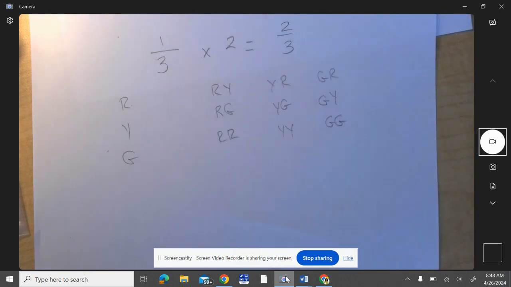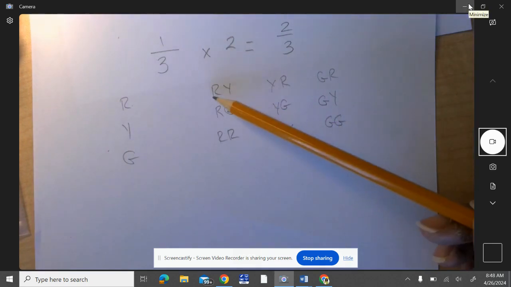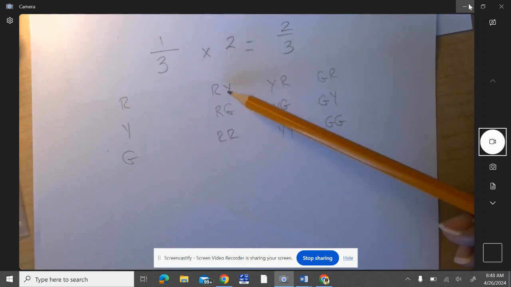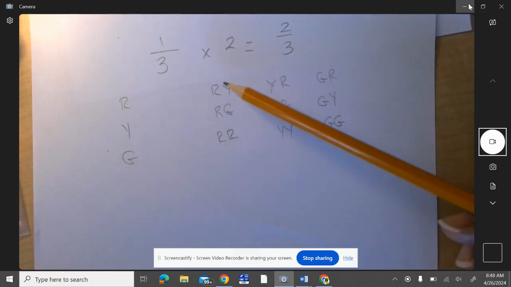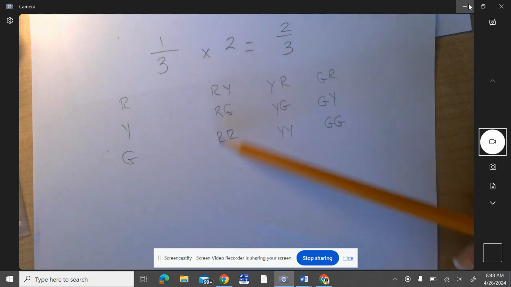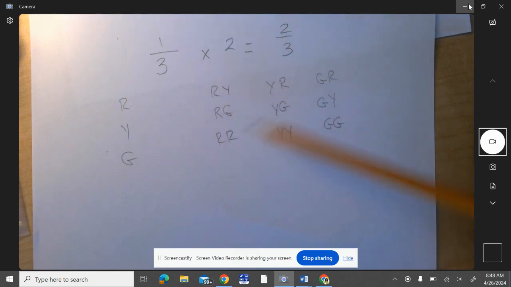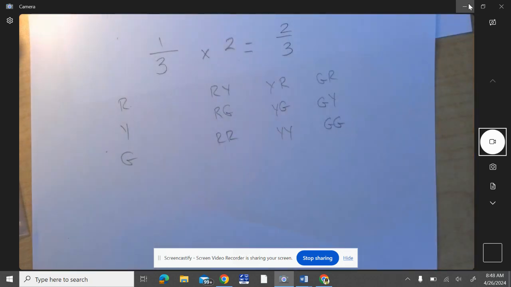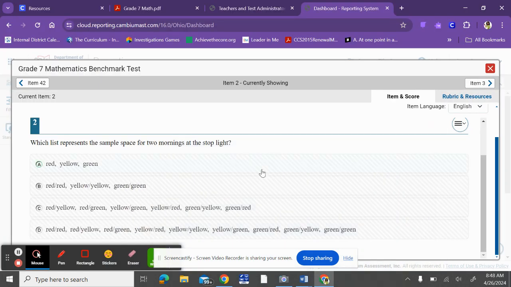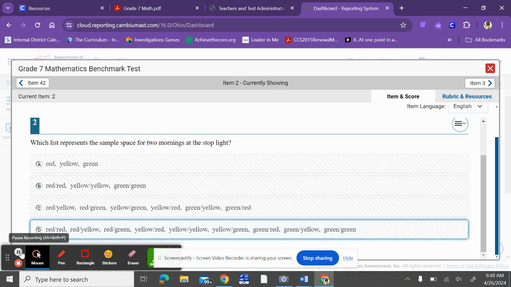Looks like there's 9 different options for each morning. So for the 2 mornings, you could do red, yellow, red, green, red, red. So these are the 2 mornings for if you had red on the first time, and so on and so forth. So the answer for this one would be D. D would be the answer.